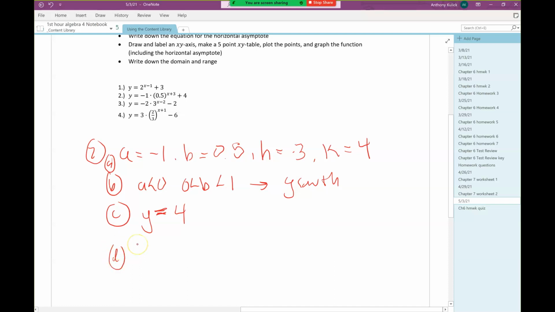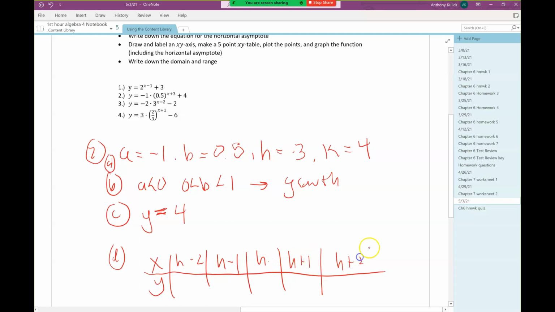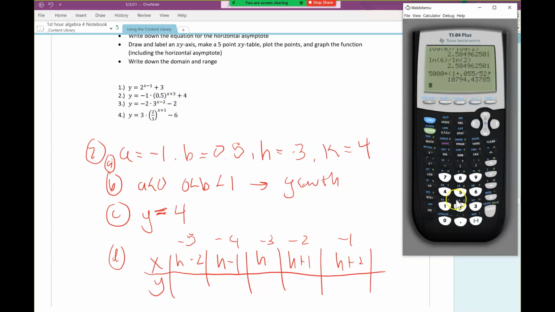Then it says draw and label an xy axis, make a 5-point table, plot the points, graph the function. So I'll make my xy table. I'm always going to pick my points the same way. I'm going to do h minus 2, h minus 1, h, h plus 1, and then h plus 2. Since h is negative 3, that's negative 5, negative 4, negative 3, negative 2, negative 1. And then to get my y coordinates, I'm going to plug these values back in for the x in my function and evaluate it on my calculator.